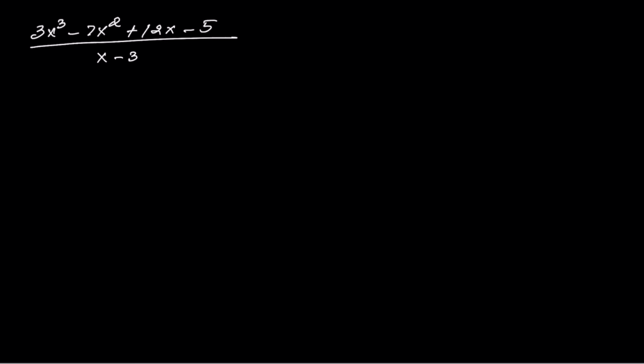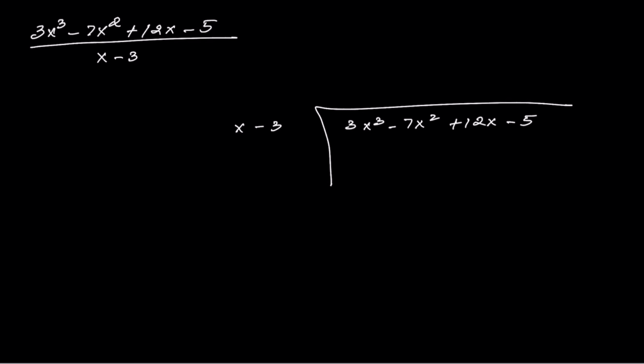Divide 3x cubed minus 7x squared plus 12x minus 5 by x minus 3. Place x minus 3 outside the division box. Start dividing. Take 3x cubed divided by x, which gives 3x squared. Before multiplying, put a negative sign in front of the parentheses. Multiply 3x squared by x minus 3, giving 3x cubed minus 9x squared.